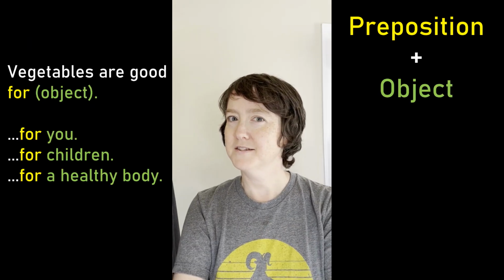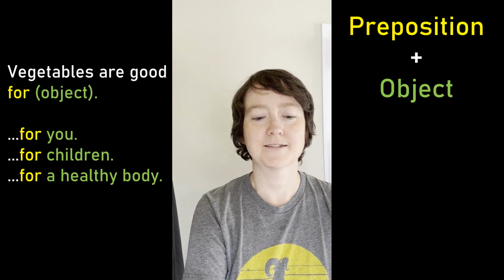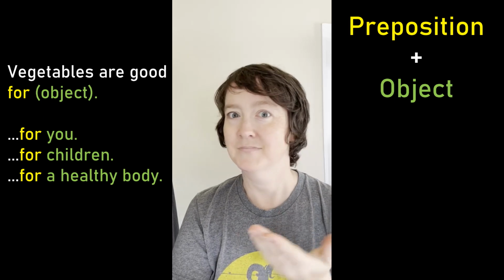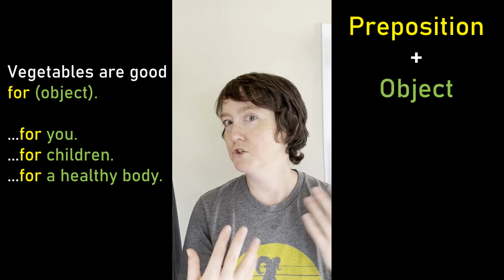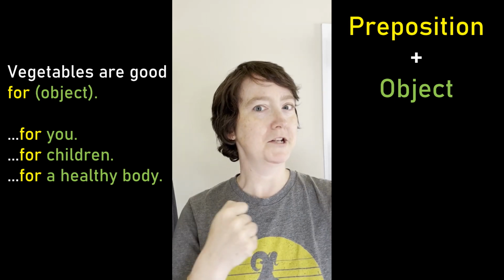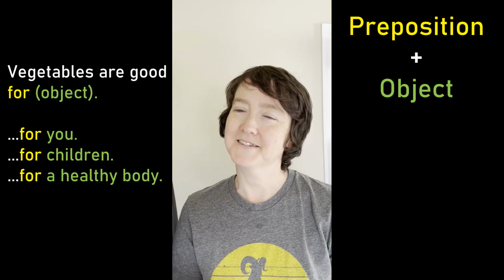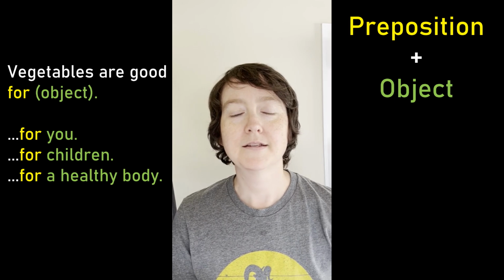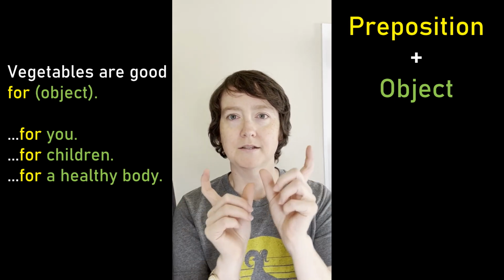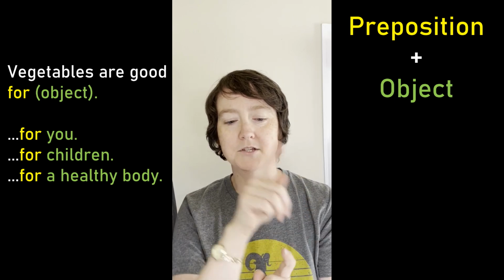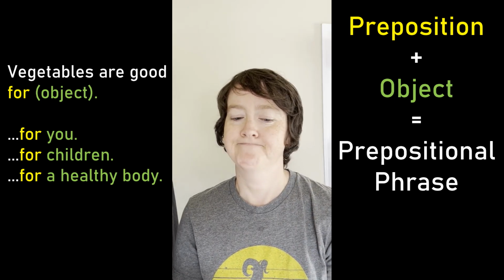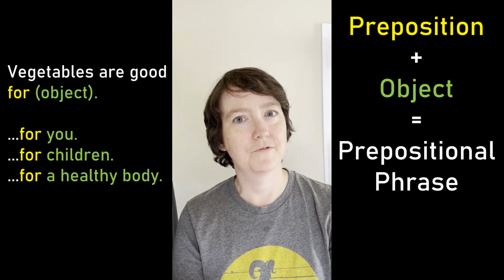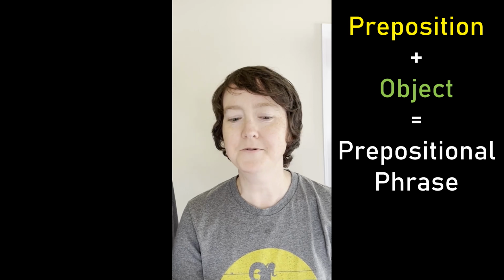What object do you want to add to this sentence? Vegetables are good for you, good for children, good for a healthy body. Any of these is a good object of the preposition for. Together, a preposition and its object are a prepositional phrase. That's a big word, isn't it? Remember, a phrase just means a group of words doing one job together.